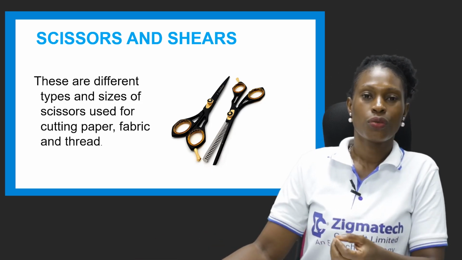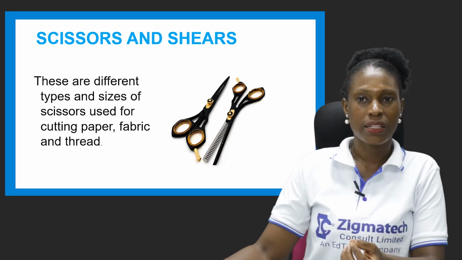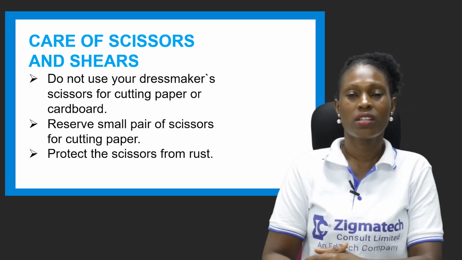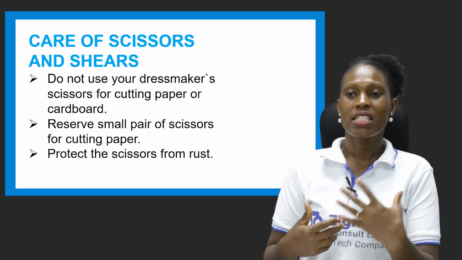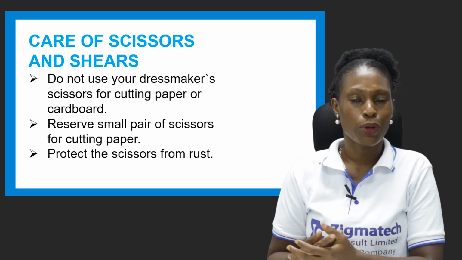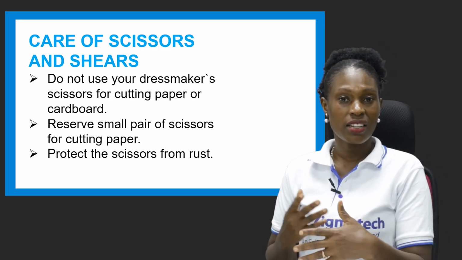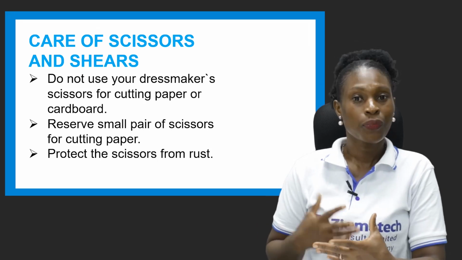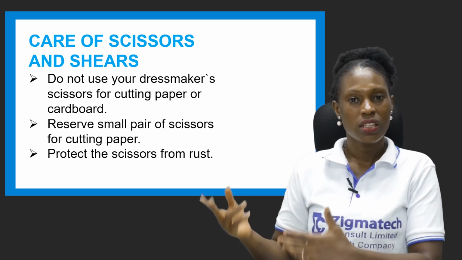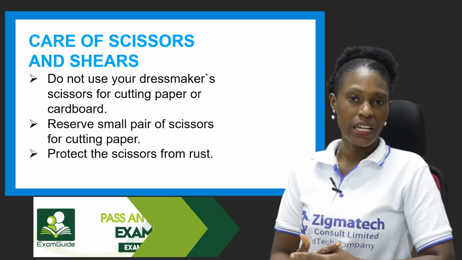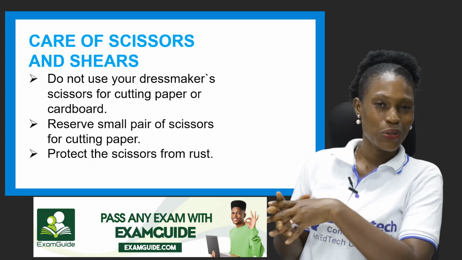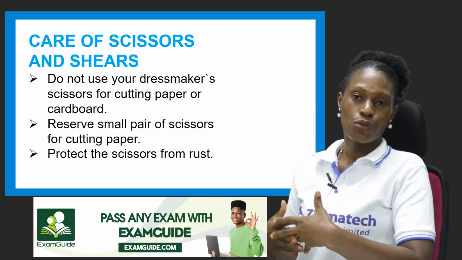Scissors and shears is one of that you can have. It is a cutting tool in the making of garments. Now, how do you care for your scissors and your shears? It's very important. Do not use your dressmaker's scissors for cutting paper or cardboard, okay? In the process of pattern designing, you have to cut. Some people use the cardboard paper, the brown paper, to first cut patterns and designs before they proceed to the fabric. If you're going to be doing that, you need to have a separate scissors.